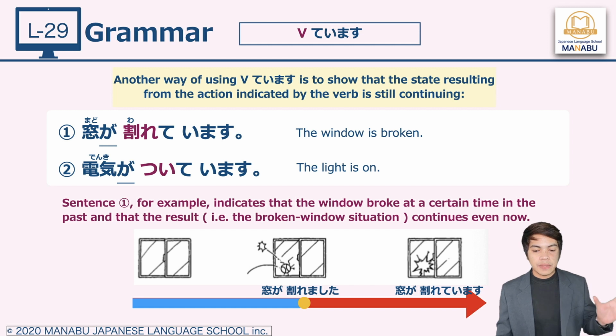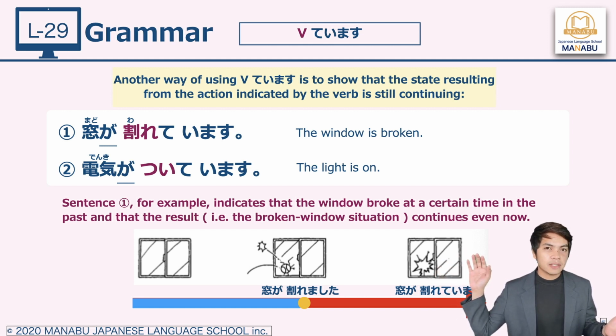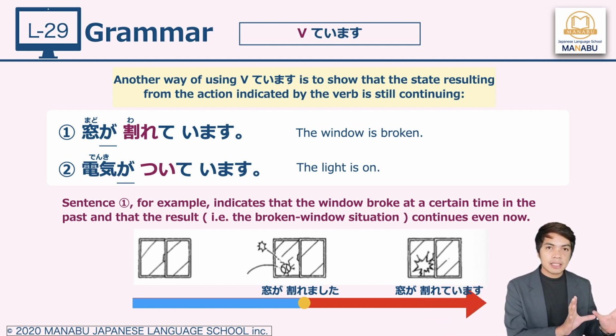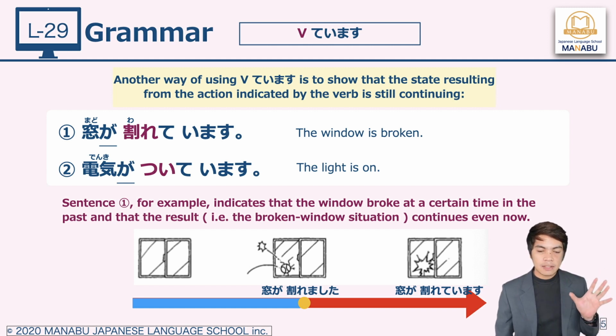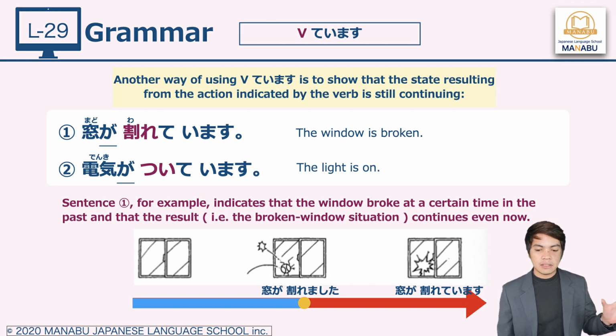So we will say Mado ga warete imasu. So this is the result of the ball hitting the window. So when the ball hits the window and it is broken, warimashita. Now, this is the state of the window. The current state of the window is broken. Okay? It's still continuing. The new or the current state of the window is broken.